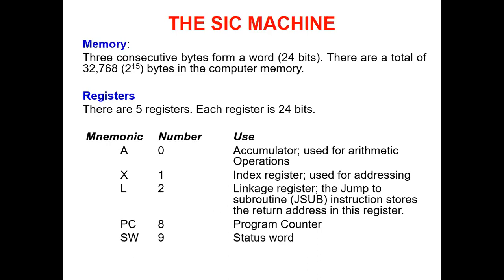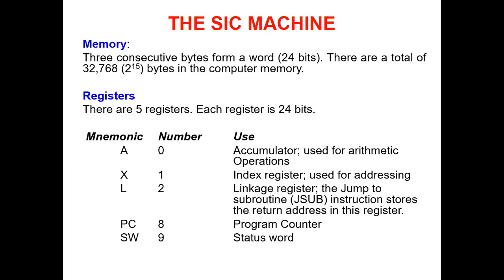So that is why we say that the linkage register, the jump to subroutine instruction will store the return address in this register. So the jump to subroutine instruction has got two functions. The first function, it first stores the return address where you will return to in the main program, and that address is stored in the linkage register. Then after storing that return address, the program will go and you will execute the subroutine or the function. Okay. So that is the use of the linkage register. That is a register which stores the return address when the jump to subroutine instruction has been given.